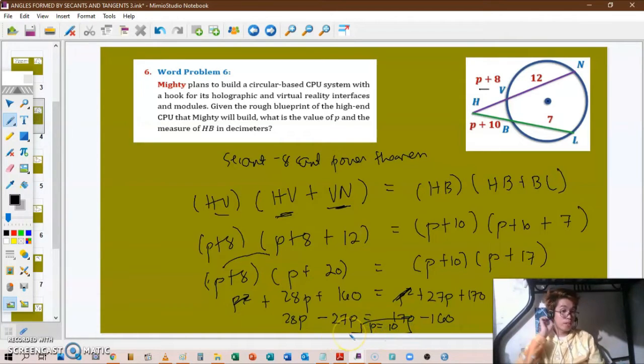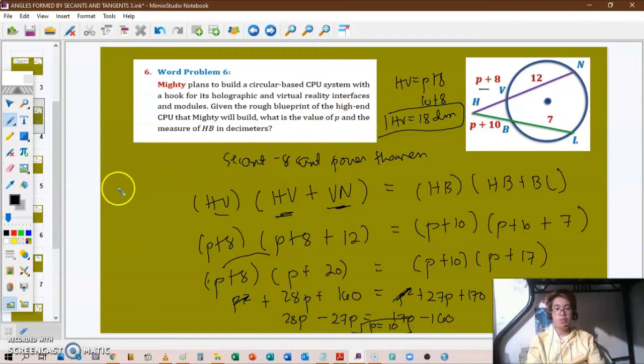Okay, so there you go. That's simple. Okay, so to solve for the value of HV, that's going to be p plus 8. And what's p plus 8? That's simply going to be 10 plus 8, and it's going to be 18 decimeters. So the value of HV is 18 decimeters.